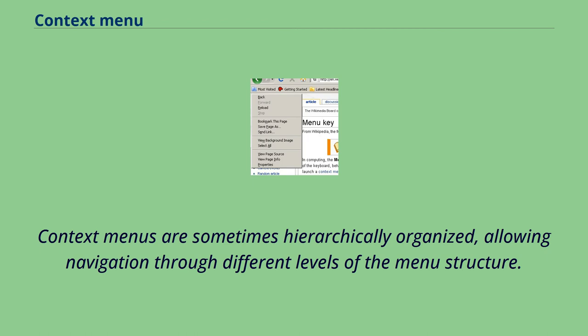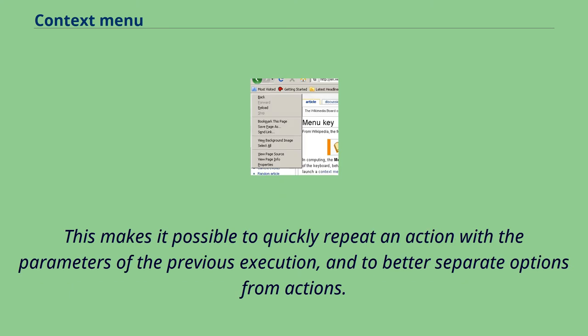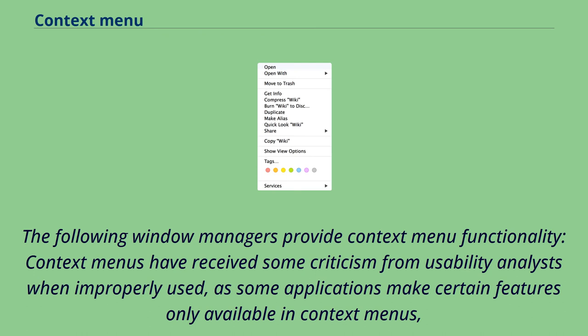Context menus are sometimes hierarchically organized, allowing navigation through different levels of the menu structure. The implementations differ. Microsoft Word was one of the first applications to only show subentries of some menu entries after clicking an arrow icon on the context menu, otherwise executing an action associated with the parent entry. This makes it possible to quickly repeat an action with the parameters of the previous execution, and to better separate options from actions. The following window managers provide context menu functionality.